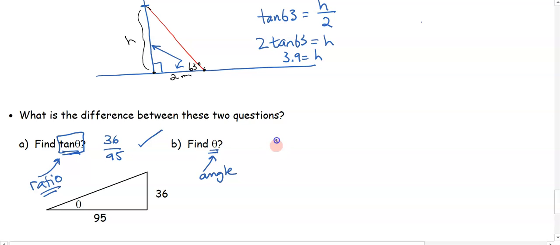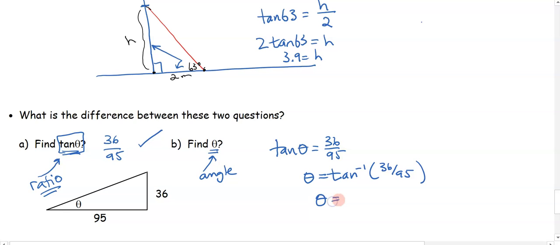If I ask for the angle, well, you need the ratio. You need to do what I just did, but now you need to take it that extra step and solve for theta by taking the tan inverse of the ratio. All right, and then you would type that into your calculator and you would take shift tan to get tan inverse bracket, 36 divided by 95 close bracket, and I'm getting approximately 20.8 degrees, or about 21 degrees is my theta. So make sure you know the difference between tan theta and theta when I ask for that.